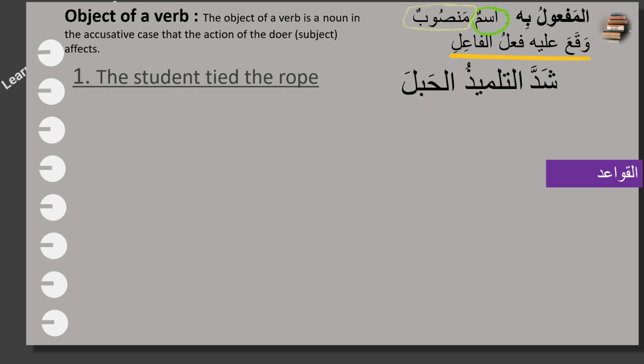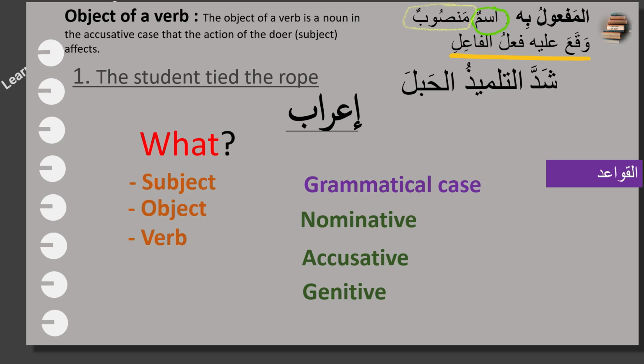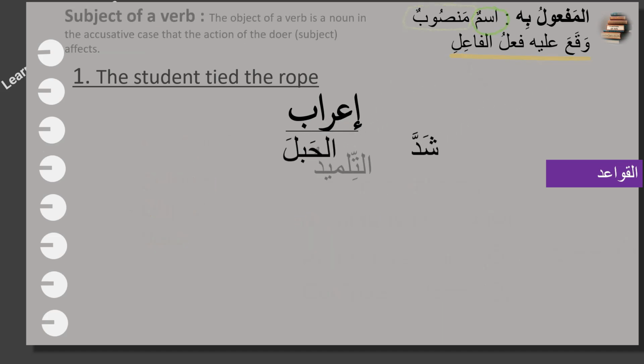Now, there is something called i'rab, which we said we will cover today. So what is i'rab? I'rab is explaining the role of each word in the sentence, like who is the subject, what is the object, what's the verb, what grammatical case it has, nominative, accusative, genitive, showing why the ending of each word changes with dhamma, fatha, or sukun.